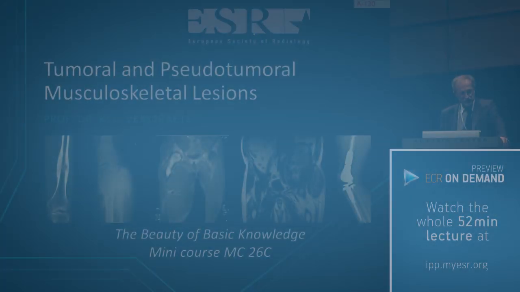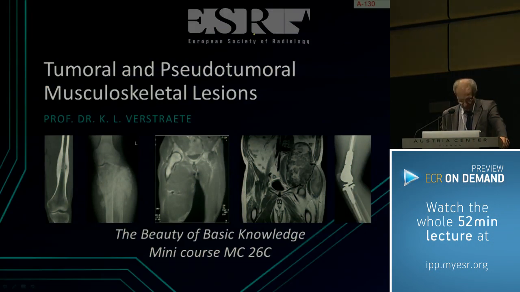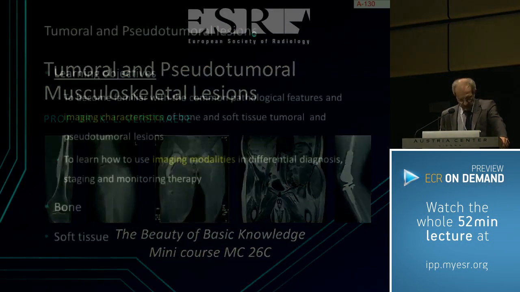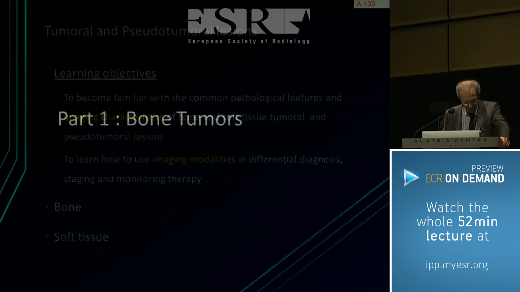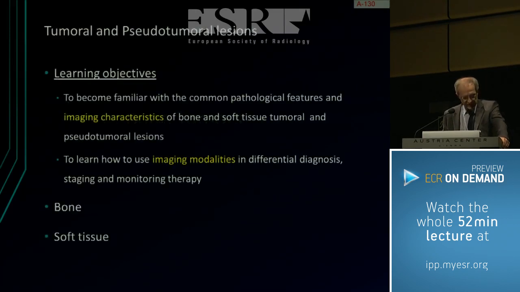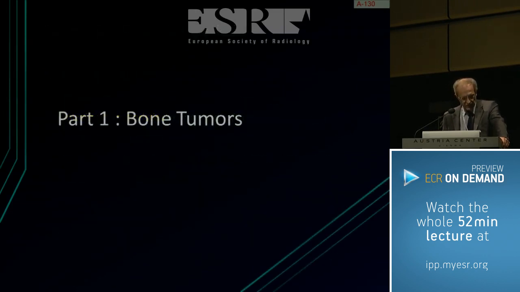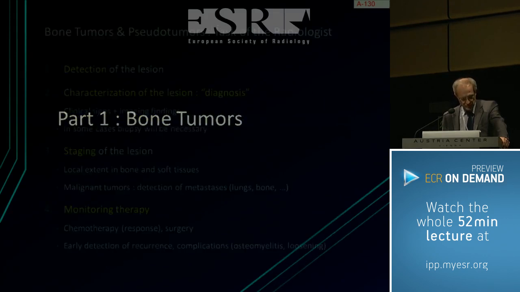So this is a session on tumoral and pseudotumoural musculoskeletal lesions, and it's quite a huge task. The learning objective is that you should become familiar with the imaging characteristics and the imaging modalities to assess bone and soft tissue tumors. We start with the bone tumors.